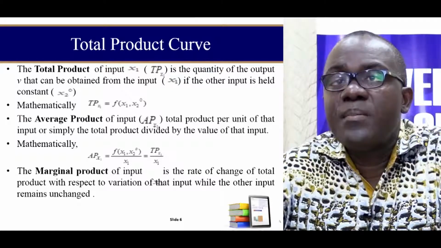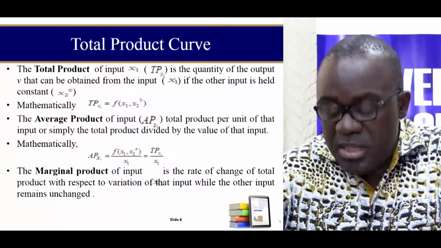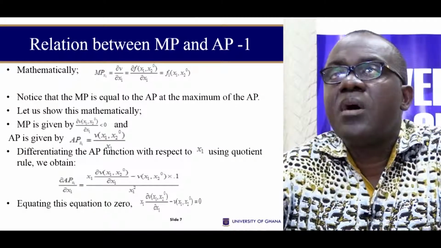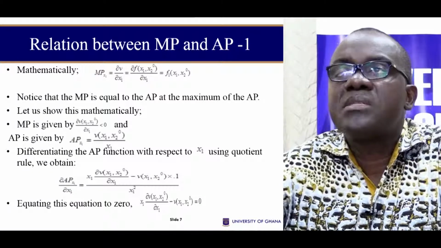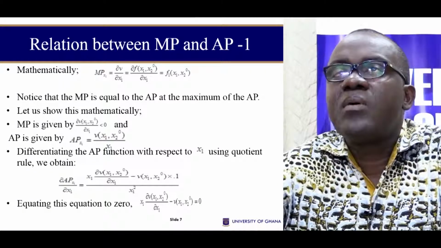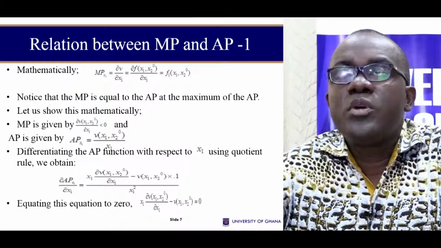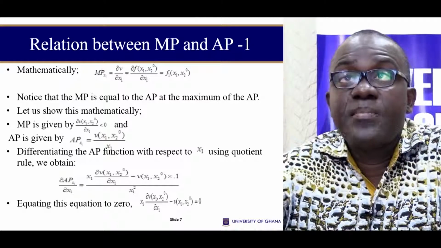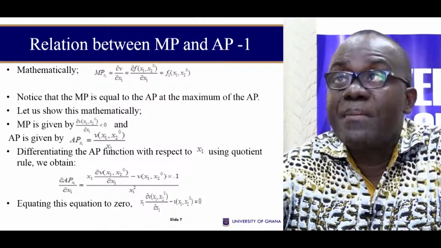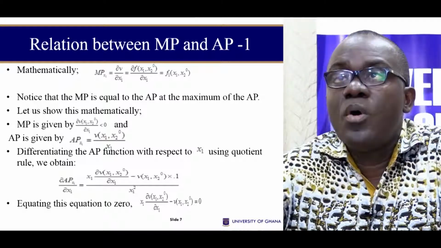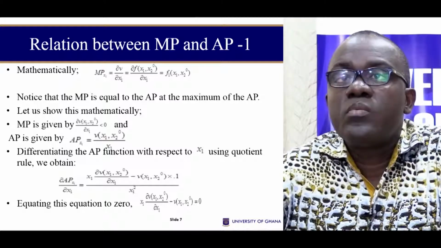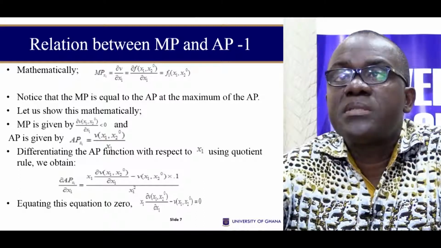In the case of marginal product, we're talking about the derivative of the total product function with respect to x1, while x2 remains constant, and we can have a function of this nature. One thing we need to know is that in the production function, the marginal product is equal to the average product at the maximum of the average product. To understand this concept, we have here the marginal product, and then we have this one to be the average product.